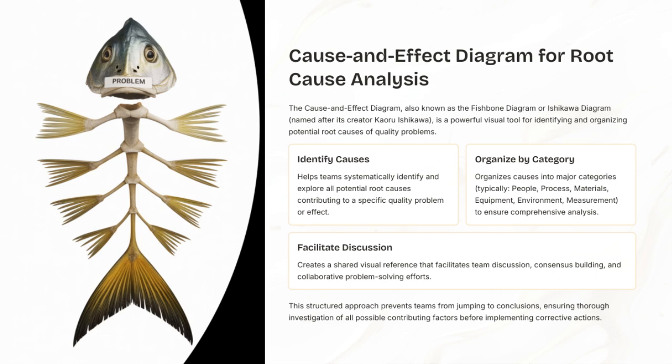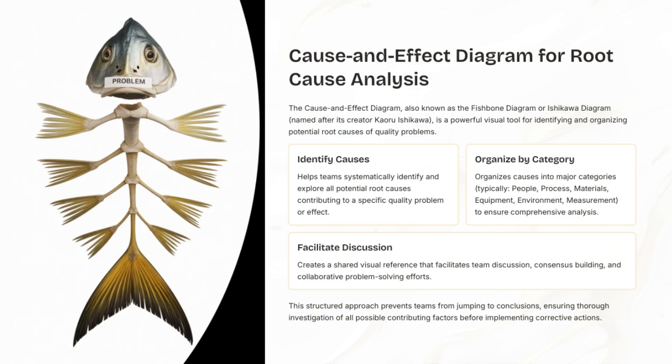When facilitating the discussion, organizing causes into major categories is key. These categories typically include people, process, materials, equipment, environment, and measurement. Categorizing causes helps us analyze the problem comprehensively, ensuring we cover all possible angles. Organizing causes by category allows teams to systematically identify and explore all potential root causes contributing to a specific quality problem or effect. This method keeps the analysis structured and thorough.